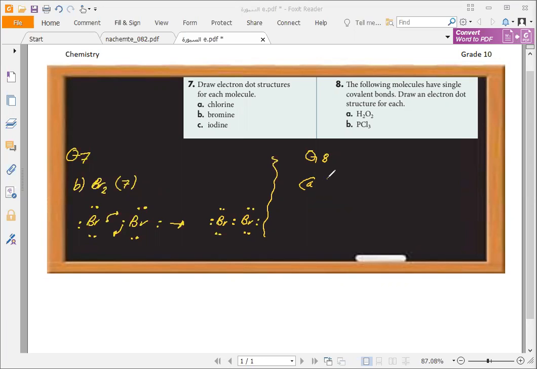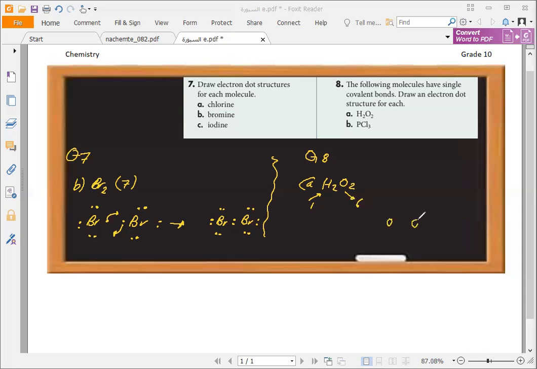Here for H2O2. Okay. Now, how many valence electrons in a hydrogen atom? 1. Oxygen? 6. Okay. Now, which atom needs more electrons? Oxygen. How many electrons does it need to be octet? 2.